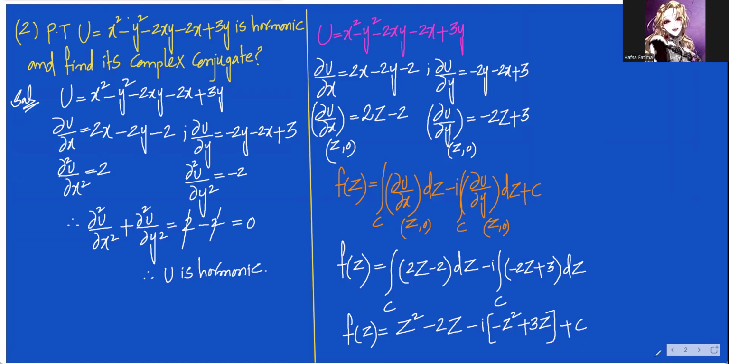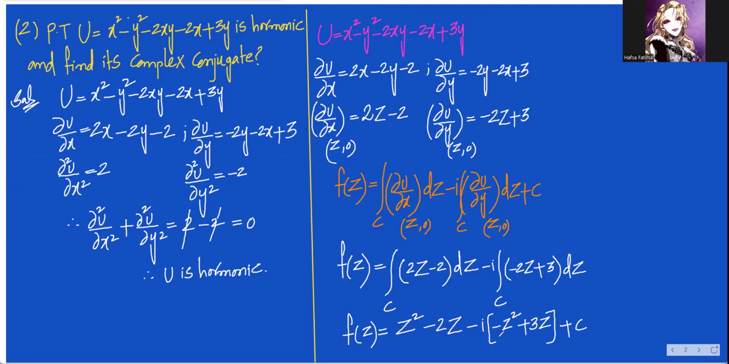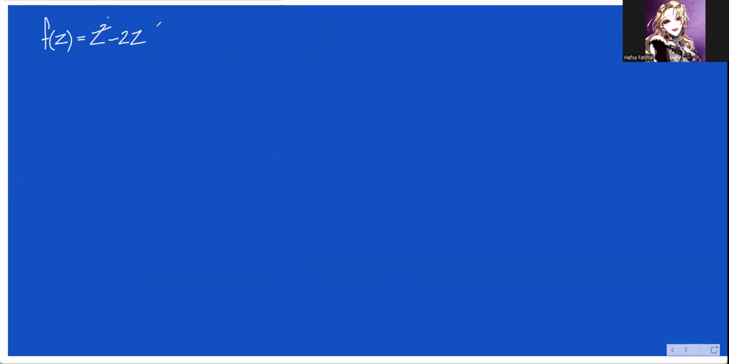I will write this step again. f of z is equal to z square minus 2z minus i z square minus 2z bracket, minus i, minus z square plus i z square minus 3iz. This is our f of z. Let us open it.